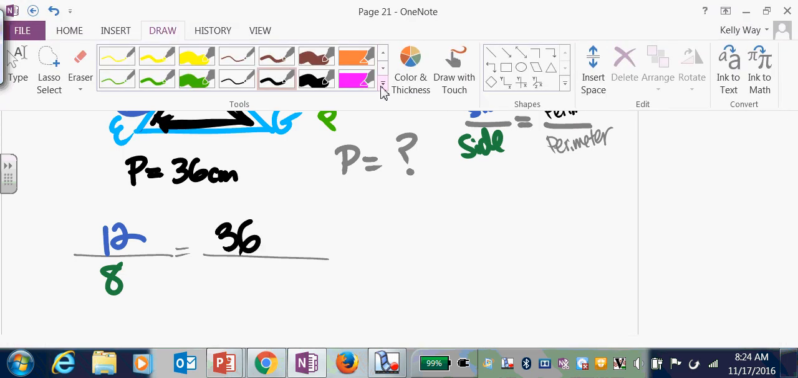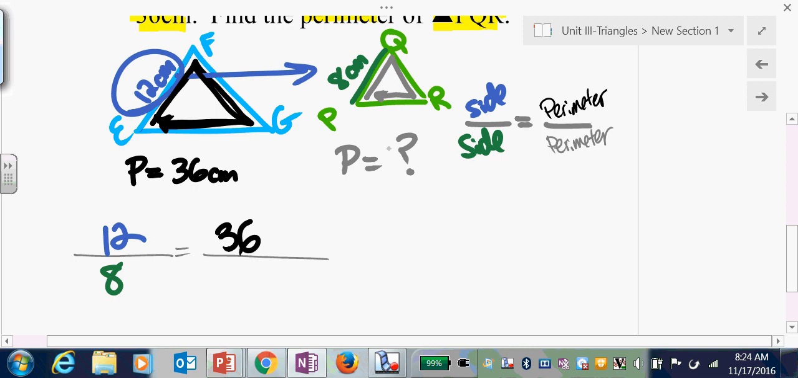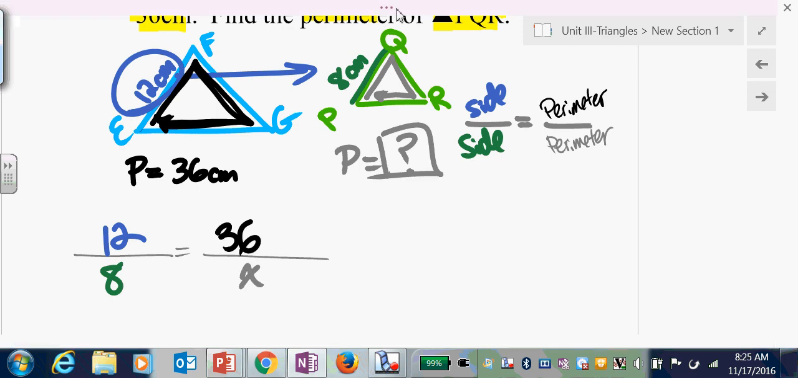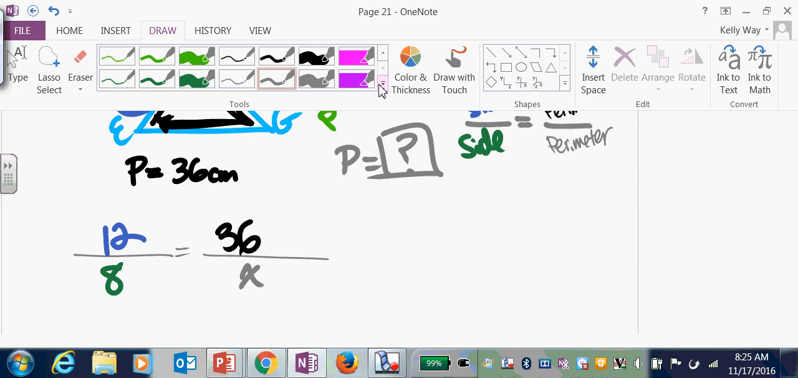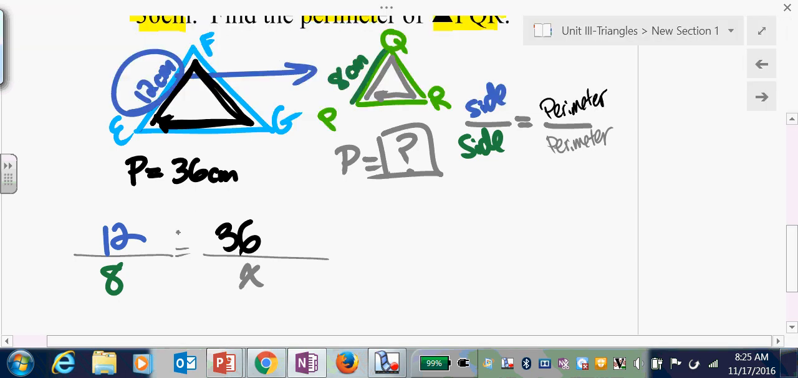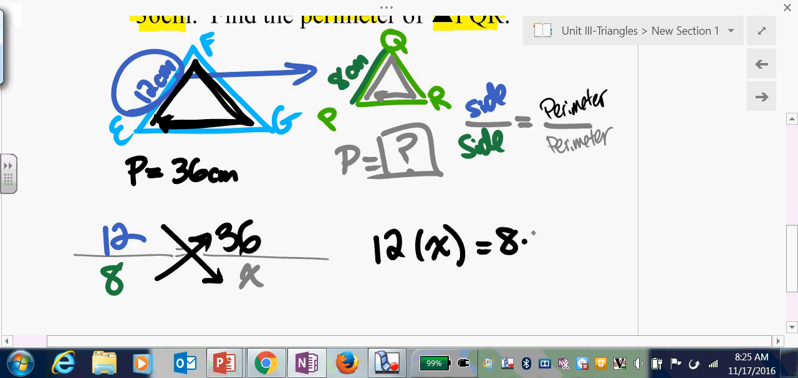My units are all the same. Over an unknown perimeter, you just call that X. From here, we're going to cross multiply. So we have 12 times X equals 8 times 36.